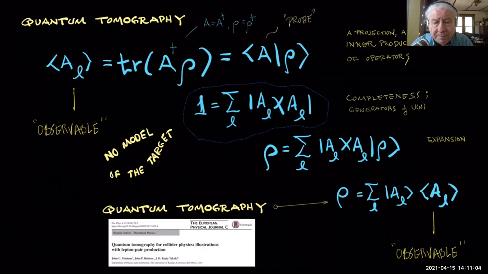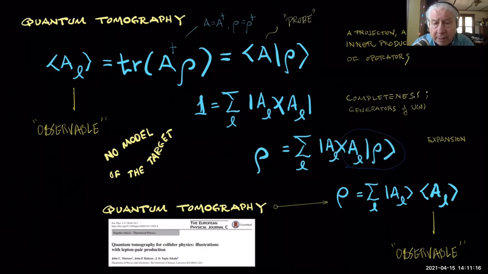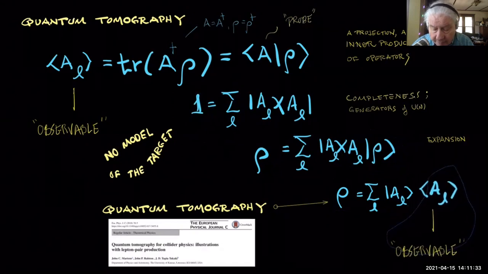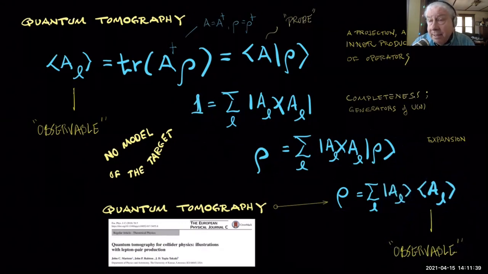Then the matrix rho will be equal to the sum of all the projections onto those basis elements times the basis elements, because you're simply putting in the complete set in the middle of rho right there. And so you reconstruct the density matrix as a sum of all the observable components. I'll move that right there so you can see that. Then there's the basis elements that you started with. And the density matrix you reconstruct is given by the probes that you used.